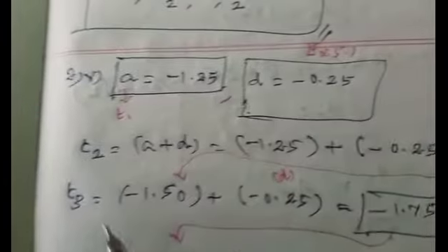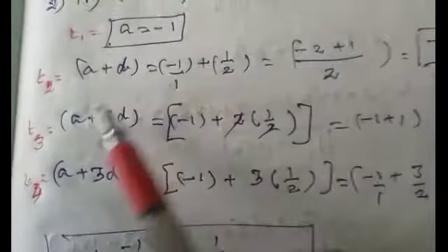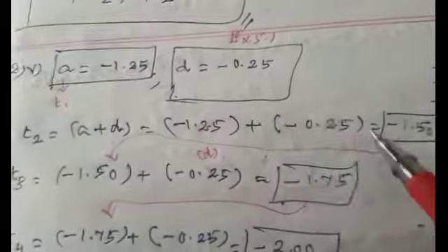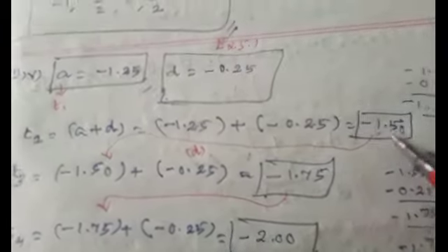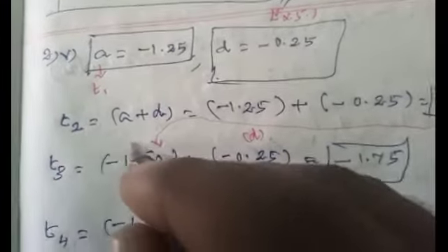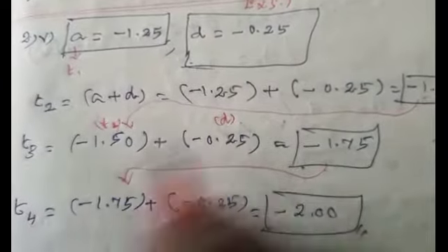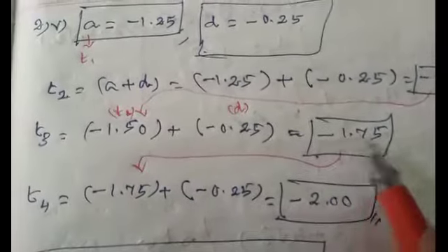Now to find t3, there is an alternate method. In the previous sum, we have used the formula a plus d, a plus 2d, a plus 3d, and so on. Now here we have another alternate method. t2 we have found. Now for t3 we can take the result of minus 0.50, which means this is t2 plus difference. t2 plus difference becomes t3. So after adding, that is minus 0.75.